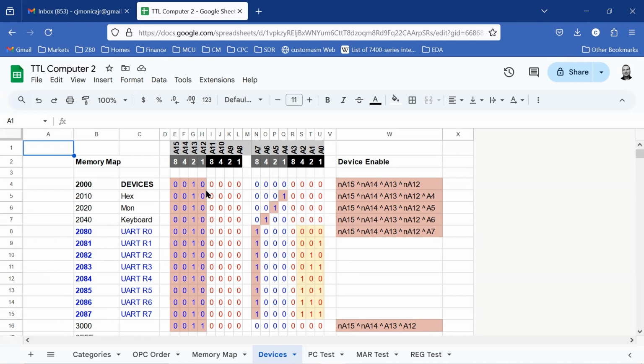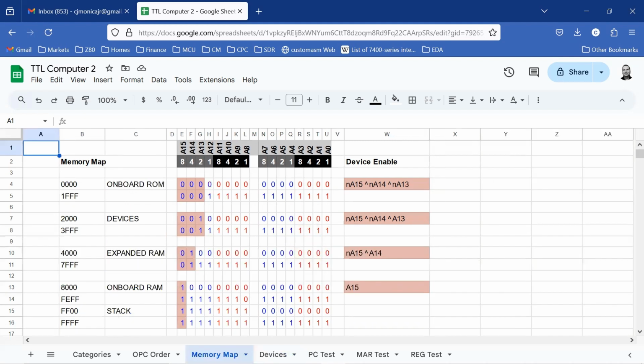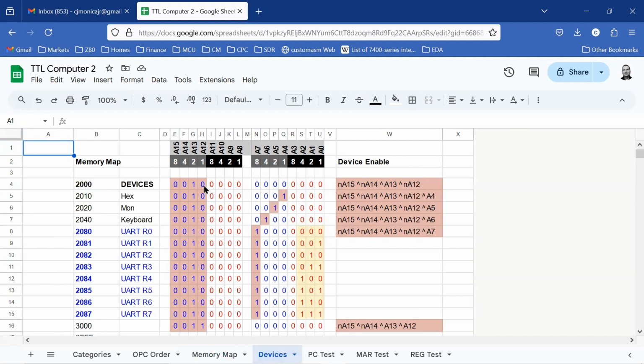Now, in our prior slide, I said that the devices only had to look at the top 3 bits of the address, right? A15, A14, and A13. And that's partly true. But now you can see that we're looking at 4 bits here. So here's the top 3 bits, but our decode logic is also going to have to consider this.